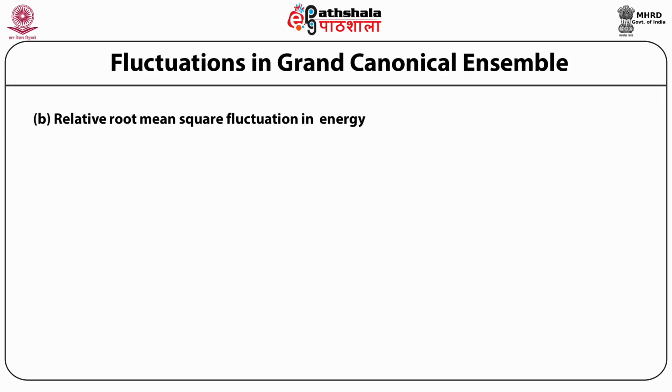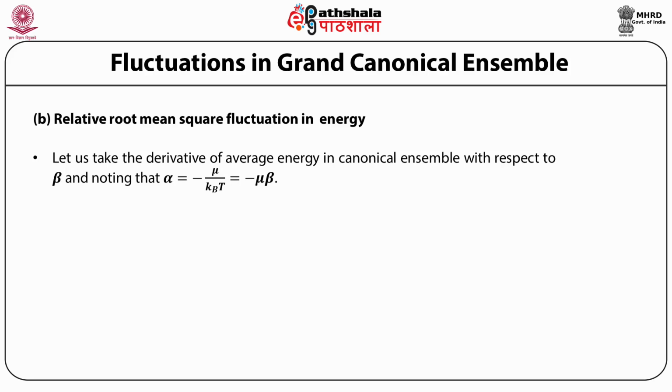Relative root mean square fluctuation in energy. Let us take the derivative of average energy in the grand canonical ensemble with respect to beta, noting that alpha is equal to minus mu upon kBT, which is equal to minus mu beta.